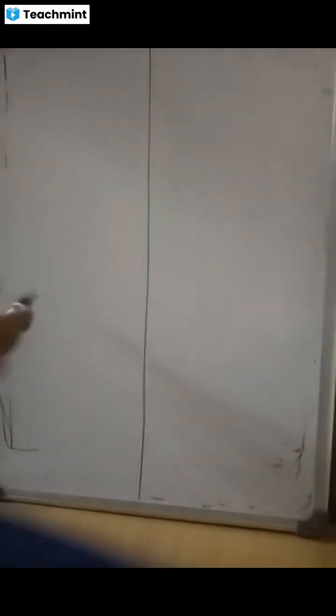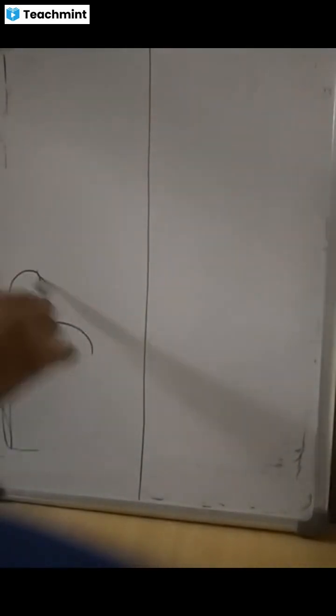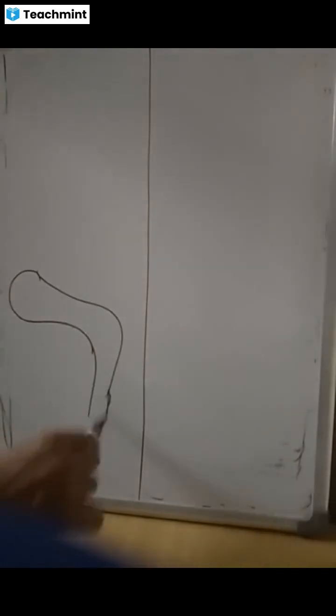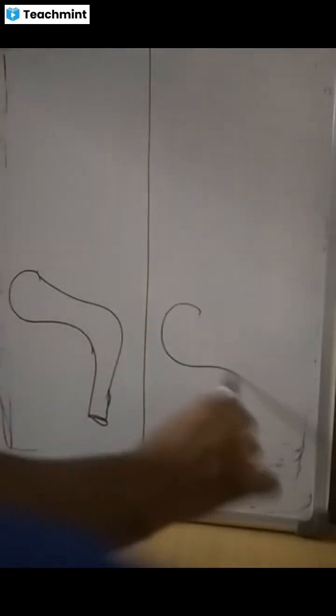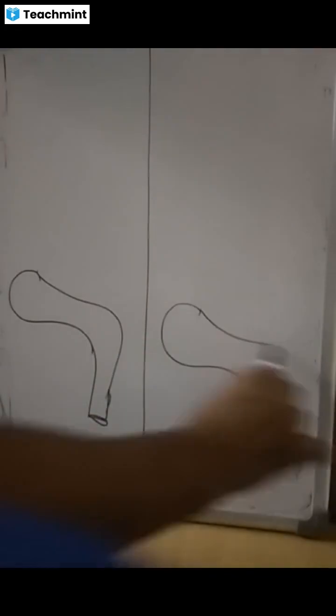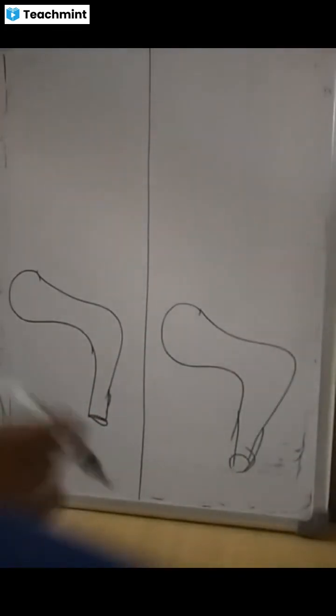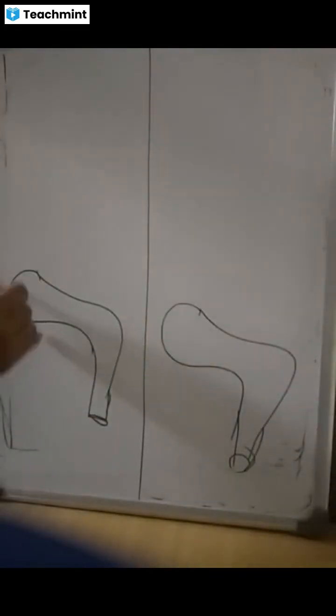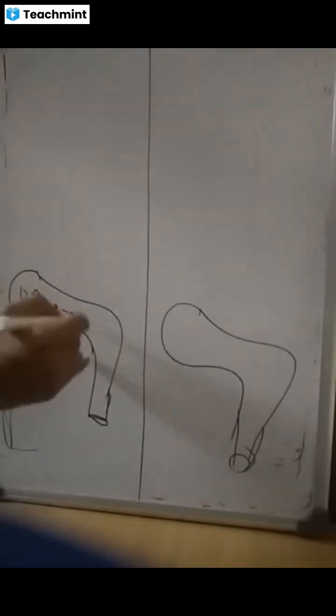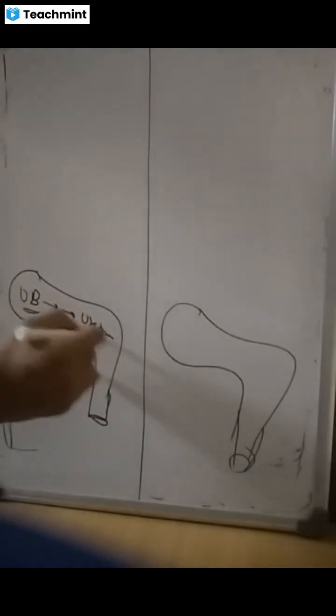See, in both the cases, we have the urogenital sinus. That is common in either male or female. And that is also common: the urogenital sinus will form the urinary bladder. Obviously, from the urinary bladder, urine will go to the urethra.